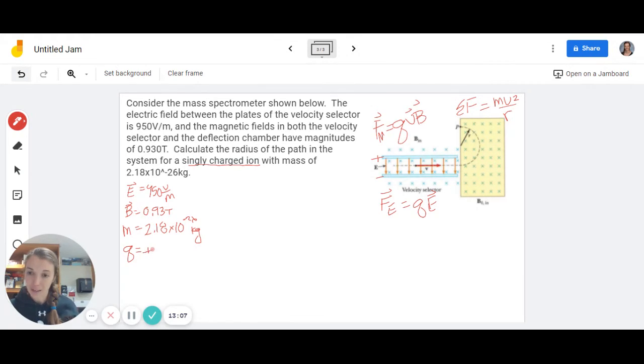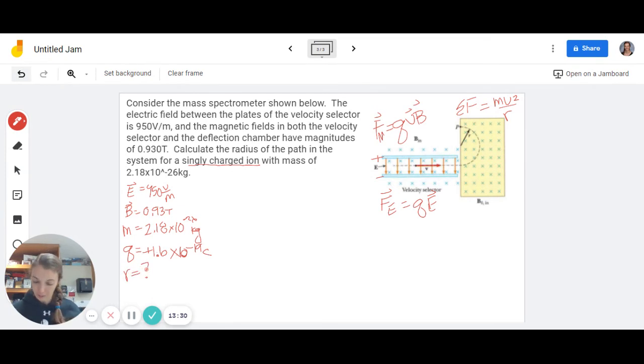So we do positive 1.6 times 10 to the negative 19th coulombs. And we know this number, this is a constant that's on your equation sheet. It's the charge of an electron. And we want to figure out what the radius is.